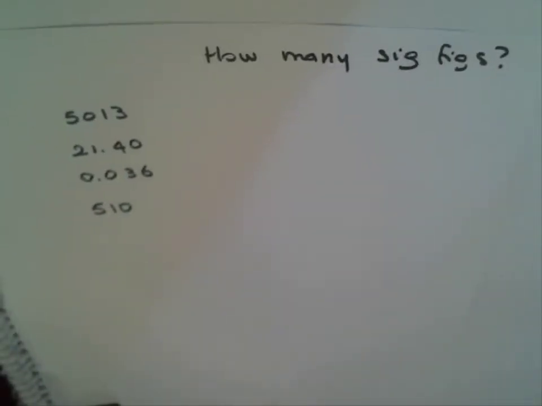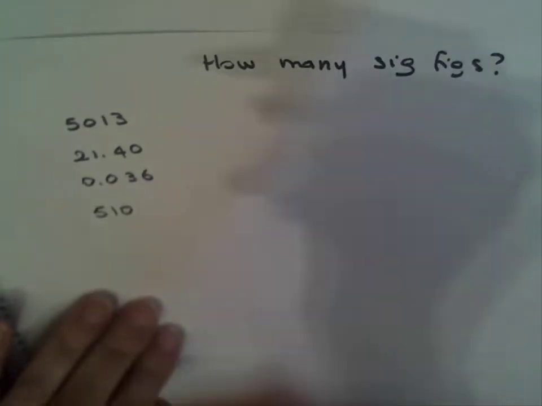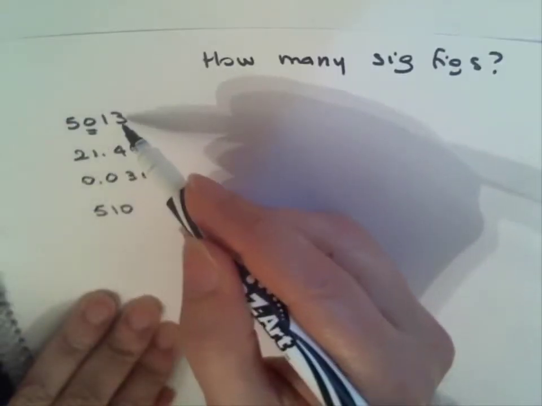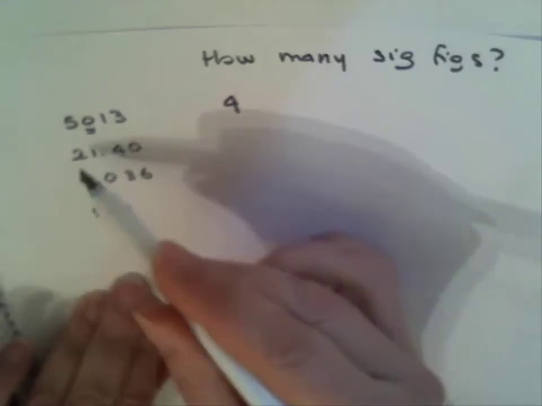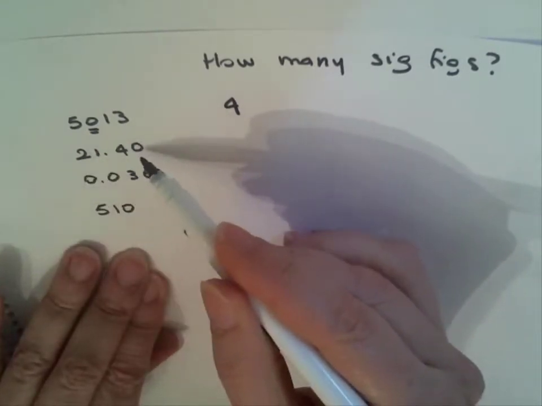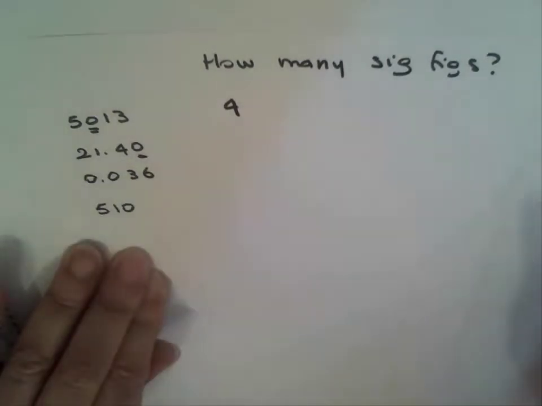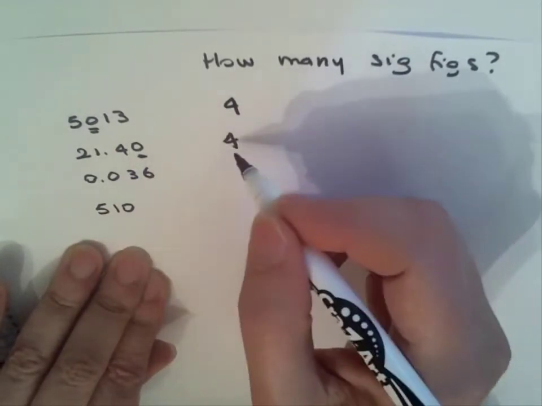So suppose I have a set of numbers. So I have here my 5013. Now, this contains a 0, but the 0 is in between significant digits. So this 0 is significant. So this will have 1, 2, 3, 4 significant figures. Now, if I look at this number, 21.40, this 0 is to the right. And we said the zeros that follow to the right are significant. So this has 4 significant digits.